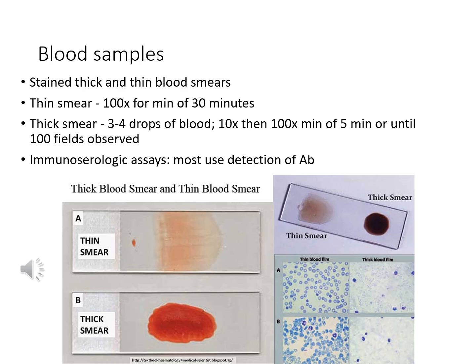A thick smear is a little bit different than your thin smear. In fact, you're going to take about 3 to 4 drops of blood. So we're going to spread that, because that's why it's thick. So instead of that 1 drop that you take in a smear, this is actually 4 drops, and you're not actually smearing it. It's going to kind of be there and continue to be thick. So you're going to start on your 10x, go to 100x for a minimum of 5 minutes or until you have observed 100 fields. And for some of our parasites, we do have serologic assays available, most of which are going to rely on the detection of antibodies produced to that parasite.